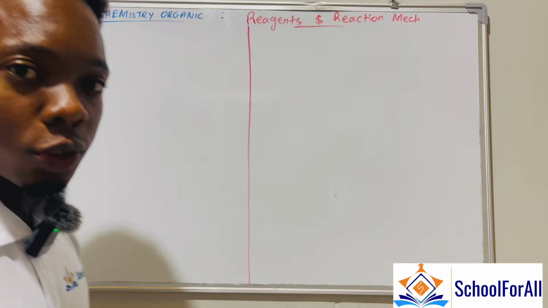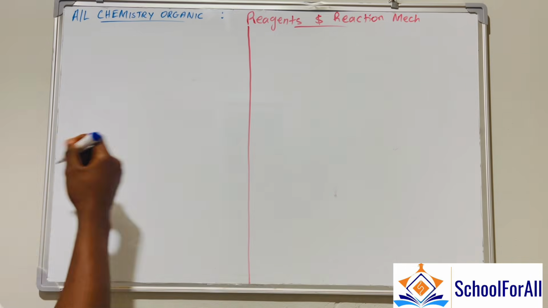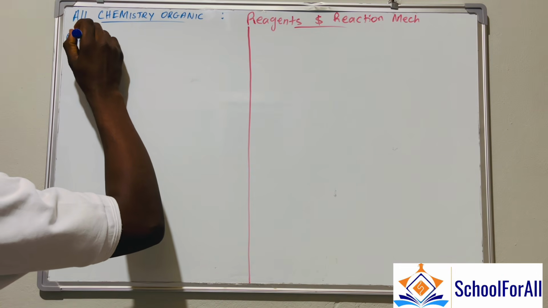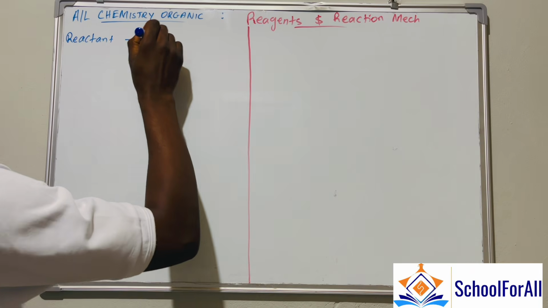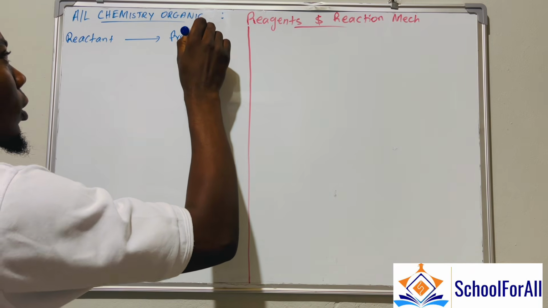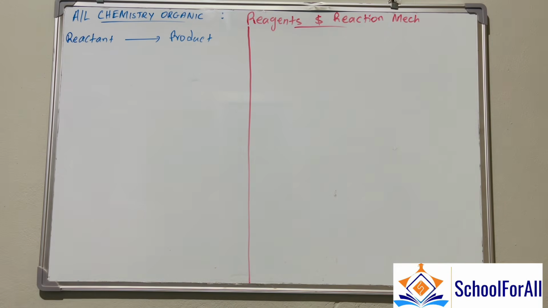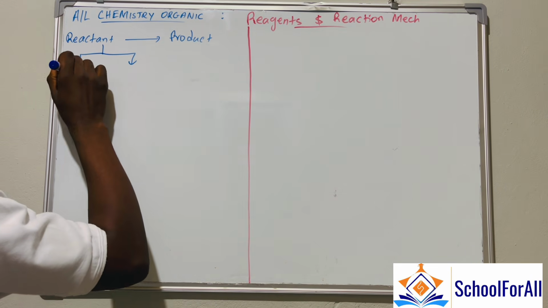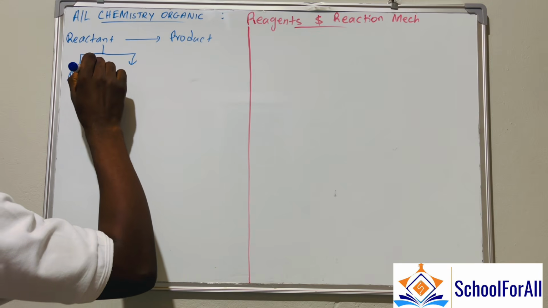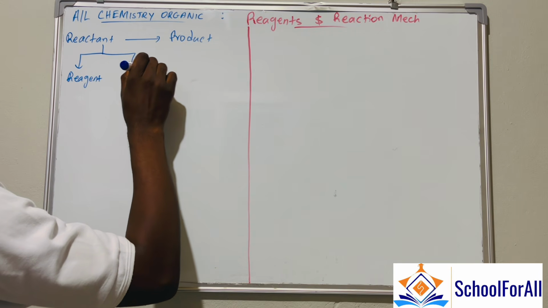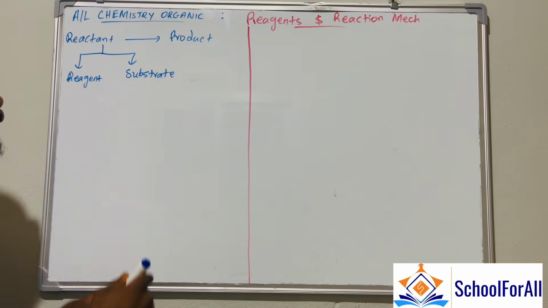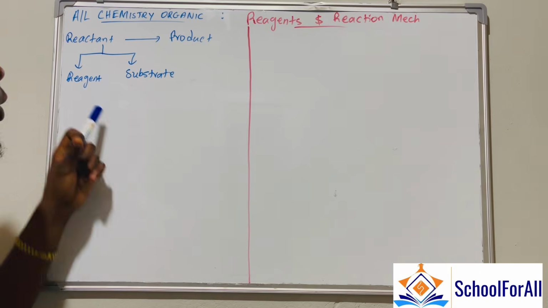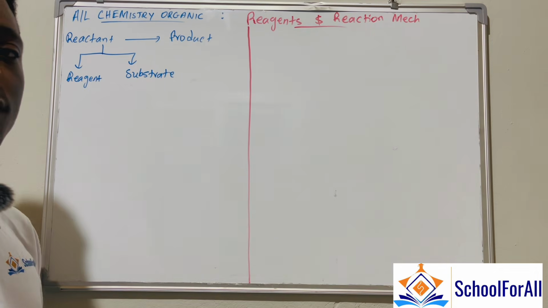So in organic chemistry, all of us know that a reaction is between a reactant that will give a product. Now, the reactants are subdivided into reagent and substrate. What is a reagent? A reagent is a molecule that will attack a substrate.